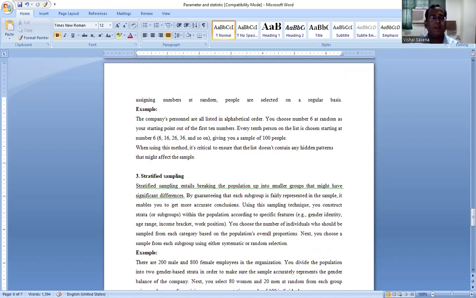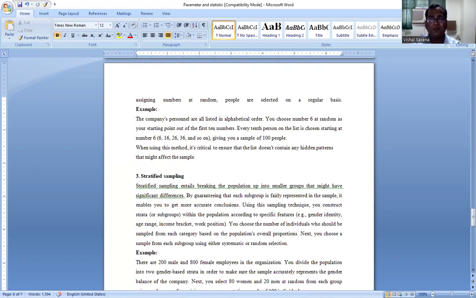Stratified sampling entails breaking the population up into smaller groups. So first we have to understand what the stratified sampling procedure is. In this sampling procedure, first the population is divided into several smaller subgroups, and each smaller subgroup is called a strata.